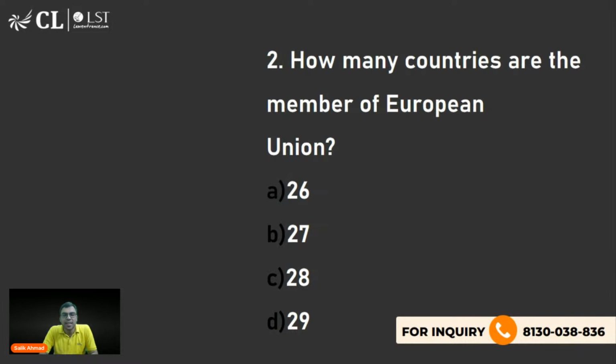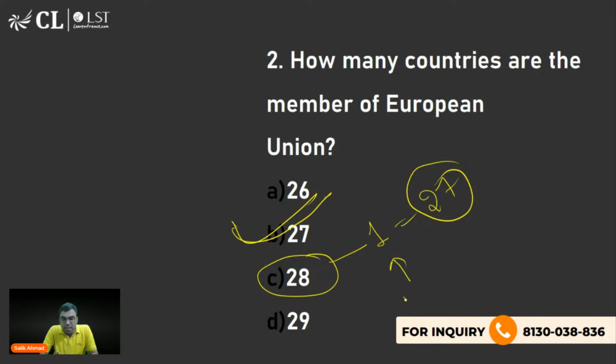Question number 2 says, how many countries are the members of European Union? 26, 27, 28, 29. Yes, Ayush, Shruti, you are right. B is the right answer to this question. It is not 28. Actually, 28 हुआ करता था. Then -1 happened, and now we are having 27. This is because of Brexit, or the Britain coming out of European Union.